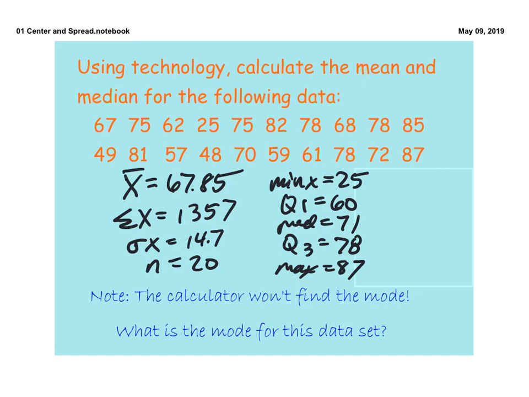So what is the mode for this set of data? Basically, was there anything that repeated? There were 3 78s, and so that would be the mode for this set of data.